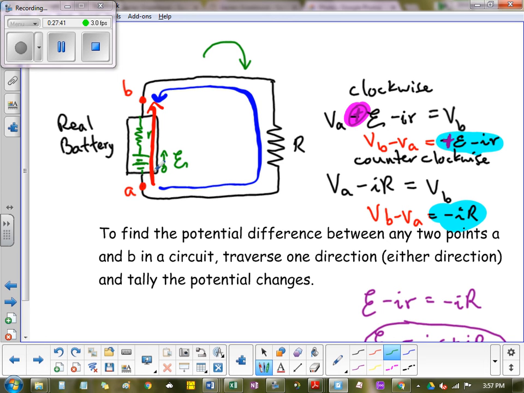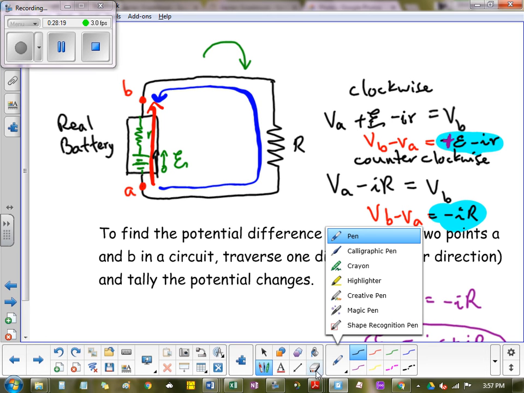If you start at point A and go to point B, it's a very short path. It's just this red. So you would say I have potential VA. I pass through the EMF, with the arrow pointing the same direction as the EMF arrow. So you put a plus. Sorry, I was playing around with this earlier and I should have cleaned this up a little for you guys. It's plus the EMF because you're going in the same direction. And then minus the IR because you pass through that little resistor inside the battery. And now you're at VB. Done. If you solve this, you get VB minus VA is E minus IR. Right? E minus IR.